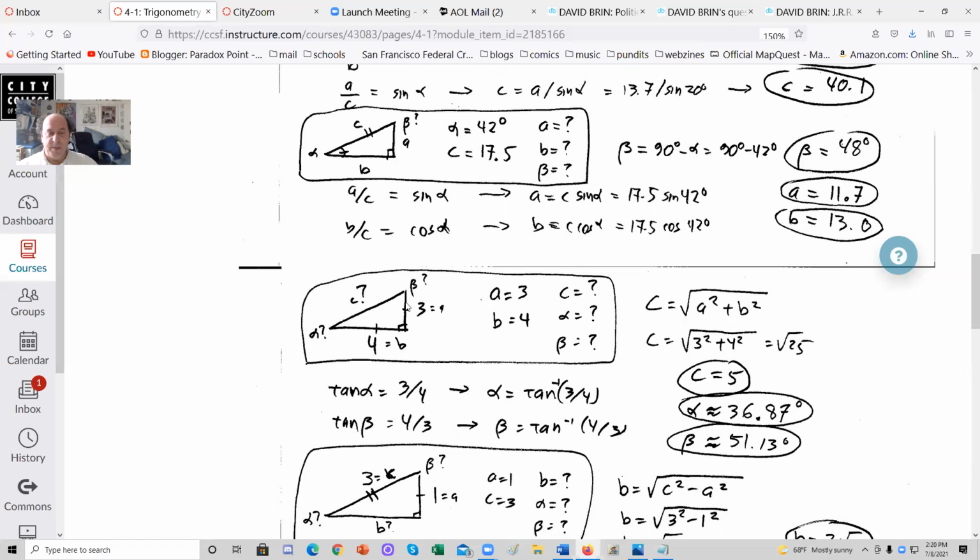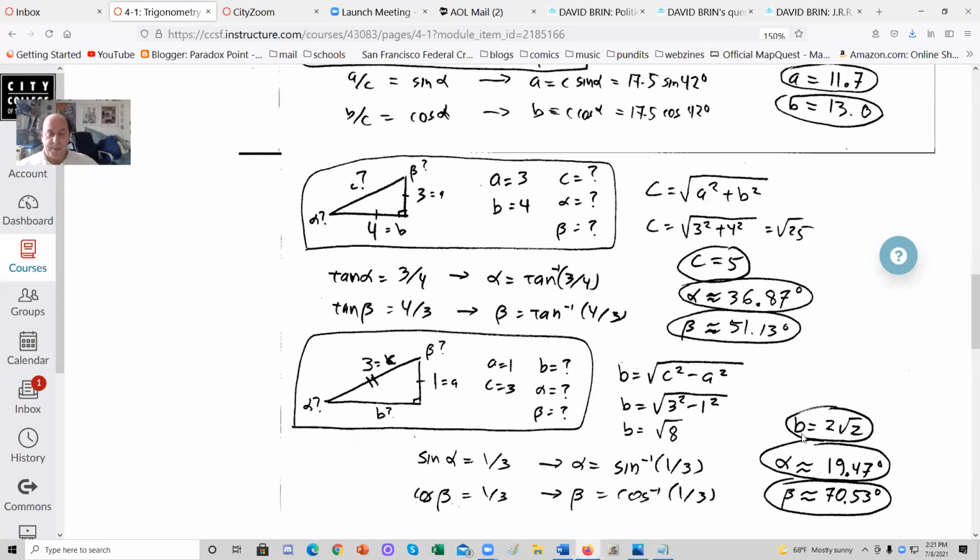Now here we have sides 3 and 4. 3 over 4, A over B, is tangent alpha. Tan alpha equals 3/4. So alpha is arctangent 3/4, which is about 36.87 degrees. Tangent beta is 4 over 3, so beta is arctangent 4/3, or about 51.13 degrees. And of course, given alpha, we can find beta by subtracting 90 minus this, and you get the same result.